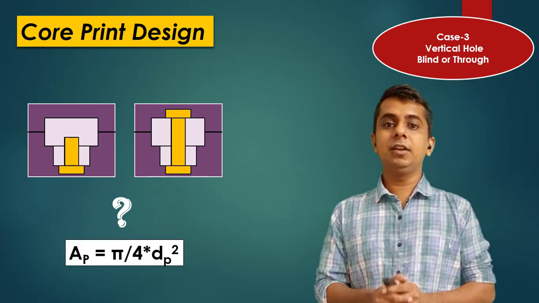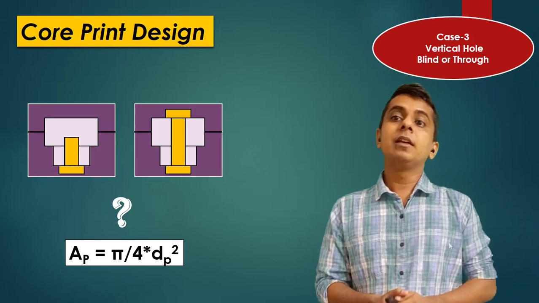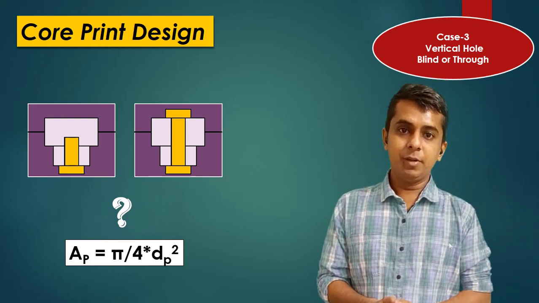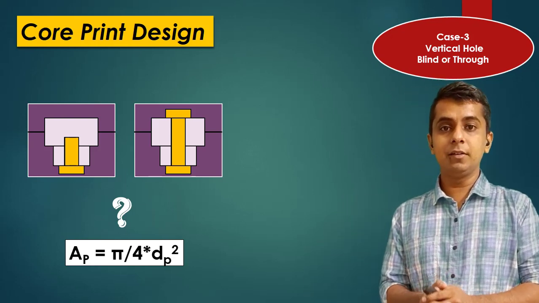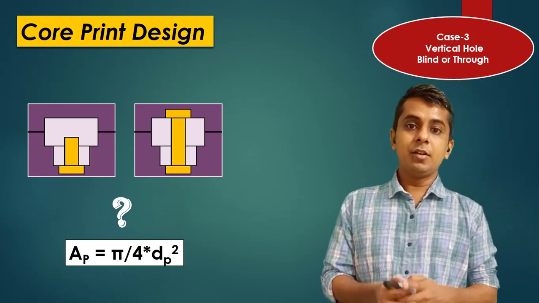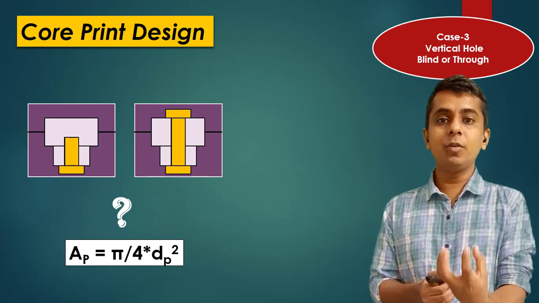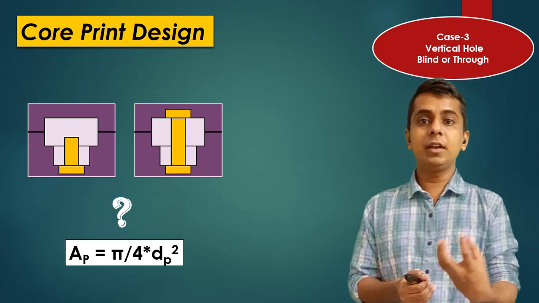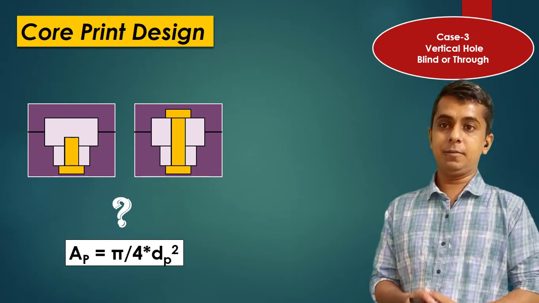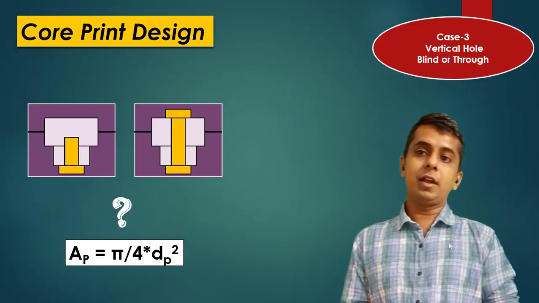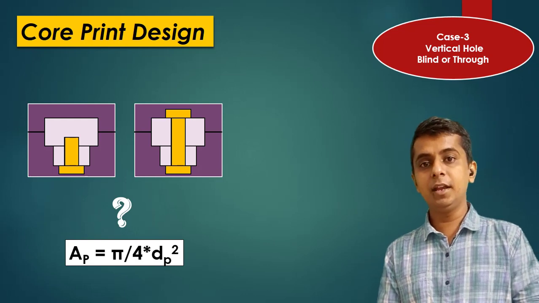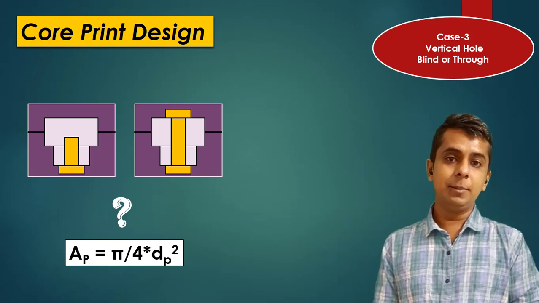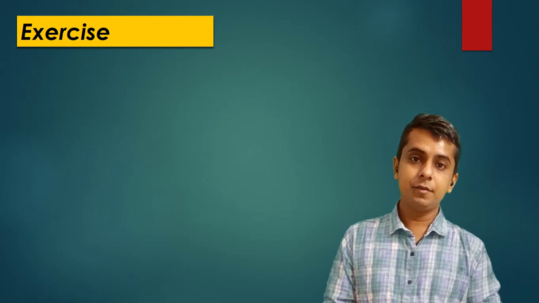The only change you need to make is in the projected area, because now your print is in a vertical orientation. By taking the projection from the downward direction, instead of rectangular, the projected area will be a circle. So you can determine the projected area AP equal to pi by 4 dP square, where dP is the diameter of the print.